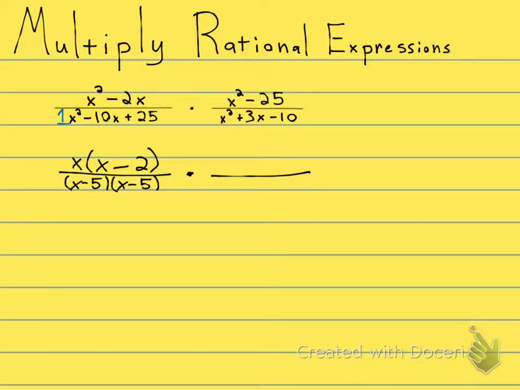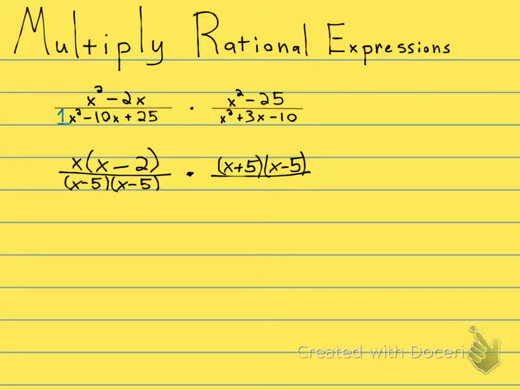We're going to look up here. We're going to say that is the difference of 2 squares, becoming a fan favorite over here, x plus 5 and x minus 5. Okay, conjugates.